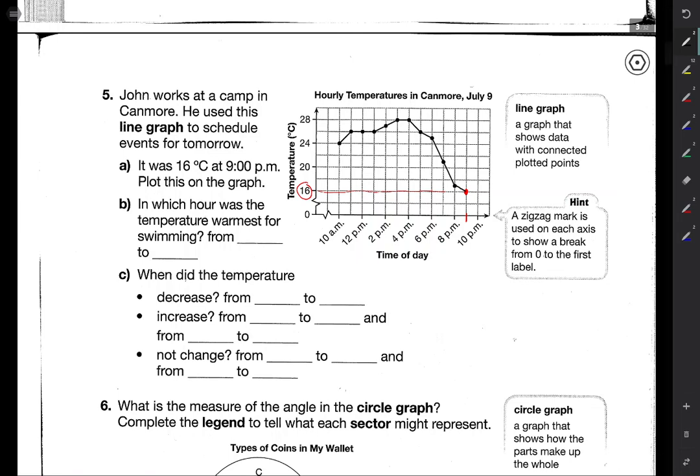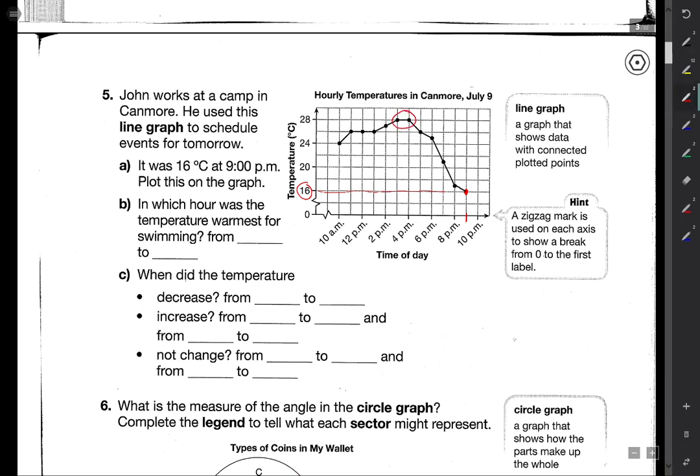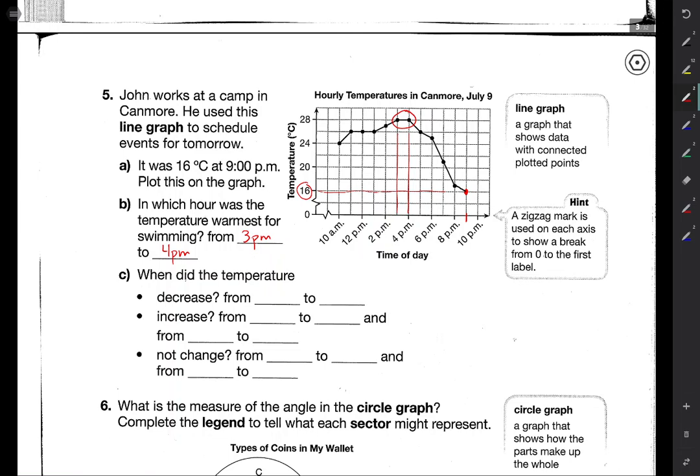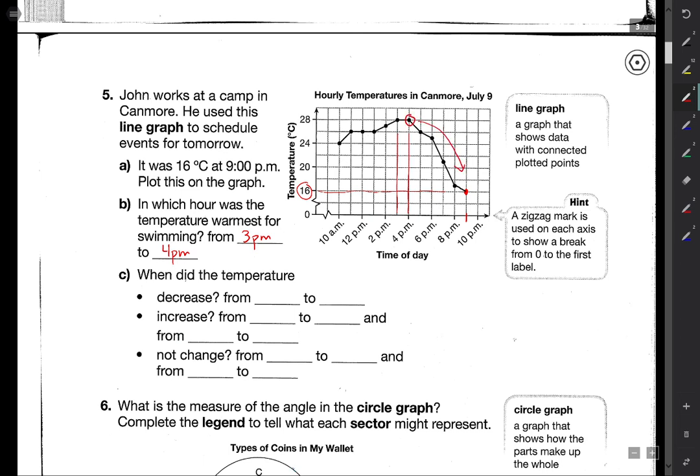Now in part B, it says, in which hour was the temperature the warmest for swimming? So the warmest temperatures would be the ones the highest on the graph. So the two times that are the highest on here look to be these two. And if we follow that down to the times, that would be from 3 p.m. to 4 p.m. In part C, it says, when did the temperature decrease? So if the temperature is falling, our graph will also be falling or decreasing. So it starts to decrease starting at this point, and then it goes all the way down from here. So I would say it decreases from 4 p.m.